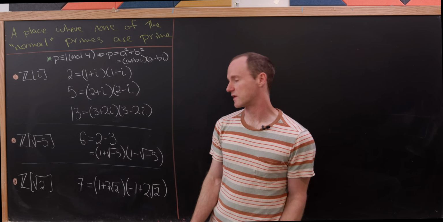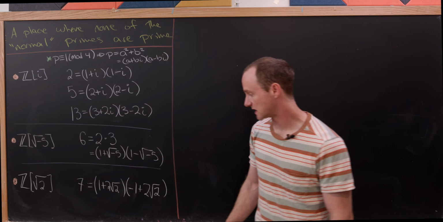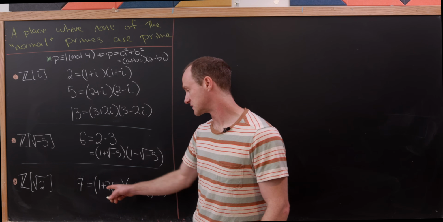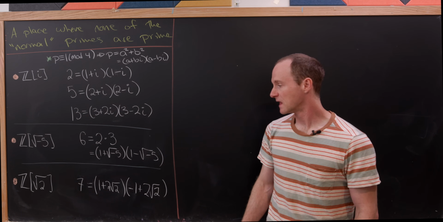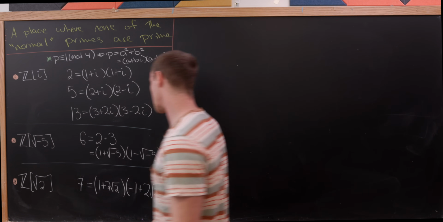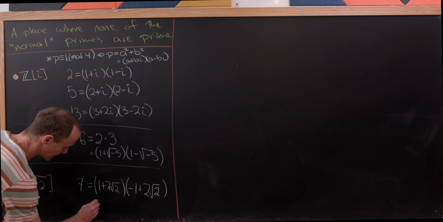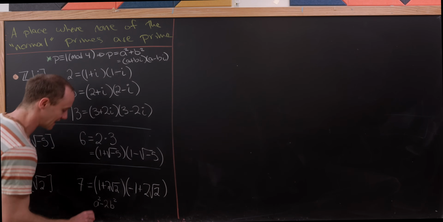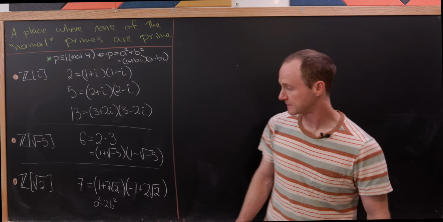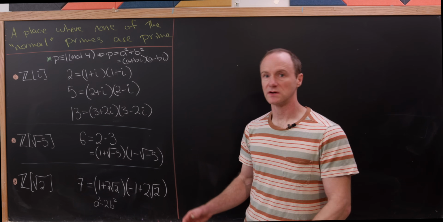Now, just as one other example, if we take Z adjoin the square root of 2, let's observe that 7 is not prime. 7 can be written as (1 plus 2 root 2) times (minus 1 plus 2 root 2). In fact, I think you could play this same kind of game, but here you would try to find primes of the form a squared minus 2 times b squared. And if you can find a prime of that form, then you can factor it within this extension of the integers.